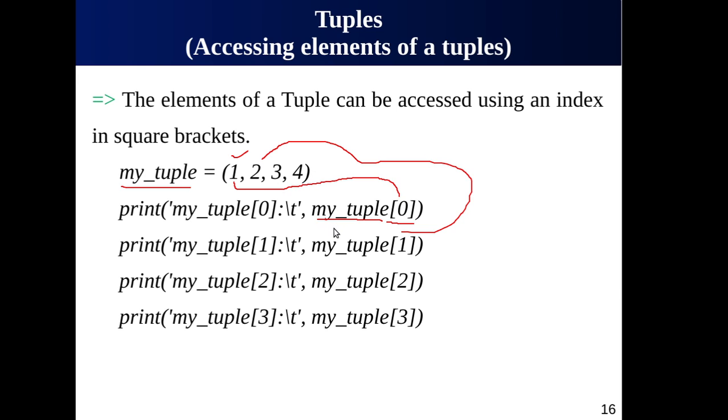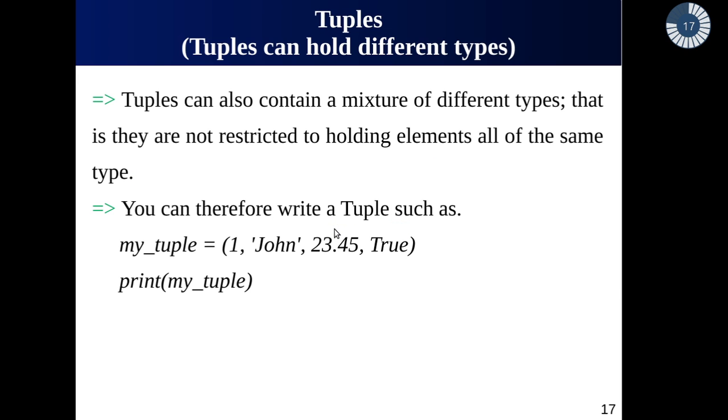Okay, like list, tuple can hold different types. A tuple can contain all integers, it can contain all floating point values, it may contain all string type data or boolean type data. Even more, it can contain a mixture of data. For example, in this example, you can see that my tuple holds 4 elements. The type of first element is integer, the type of second is string, the type of third is float, and the type of the fourth is a boolean, that is true.